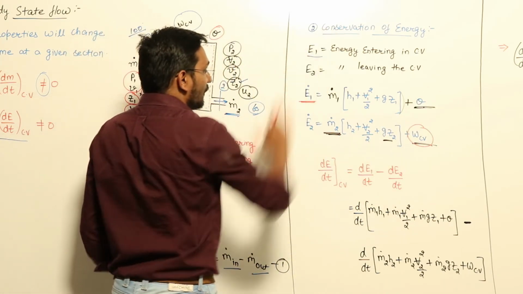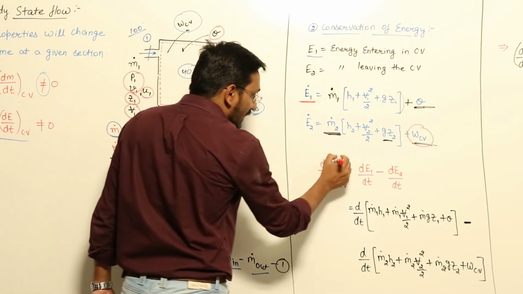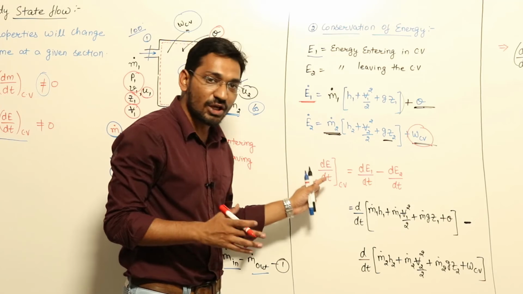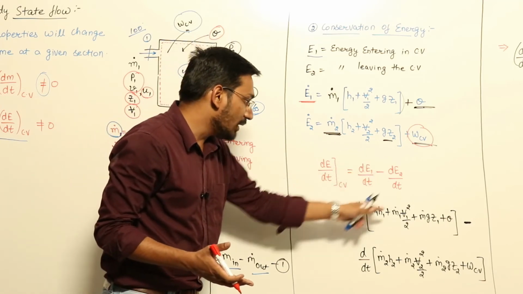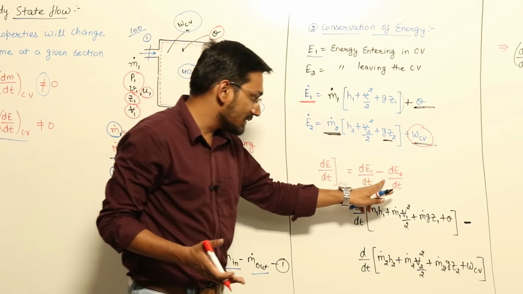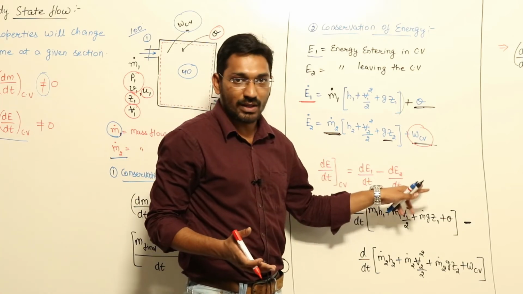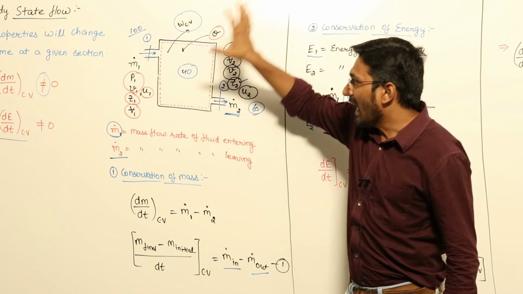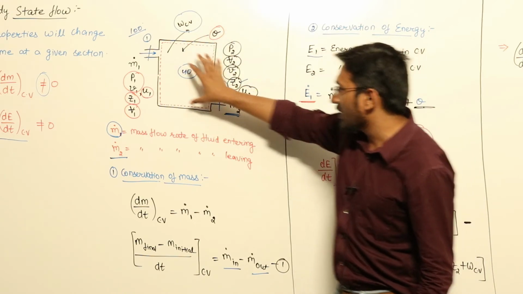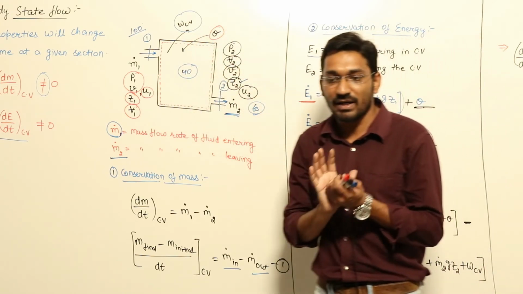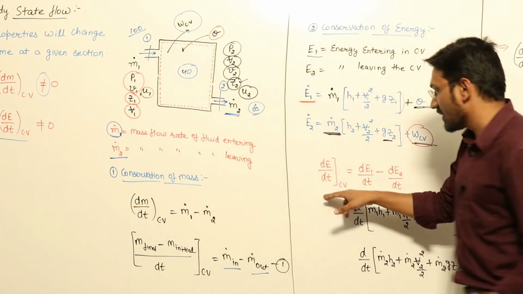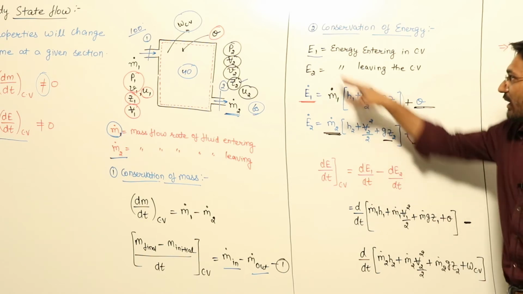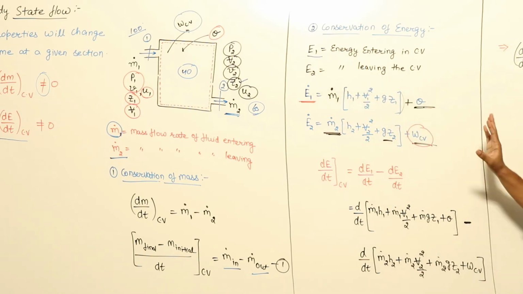Now, conservation of energy says the rate of change of energy of the control volume will be equal to rate of change of energy at inlet minus rate of change of energy at outlet, right? The energy which is coming inside the system will be equal to energy accumulated here plus energy going out of the system. Conservation of energy will be applicable here also. So this is dE by dt of a control volume is equal to dE1 by dt minus dE2 by dt.